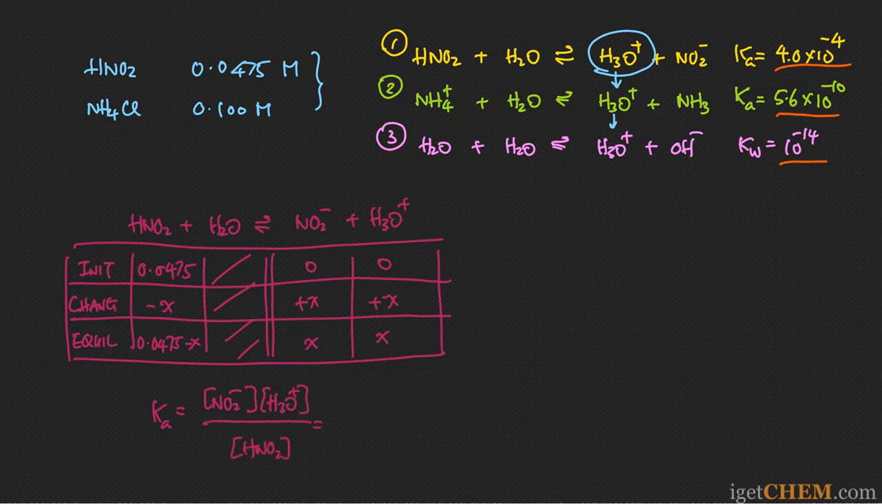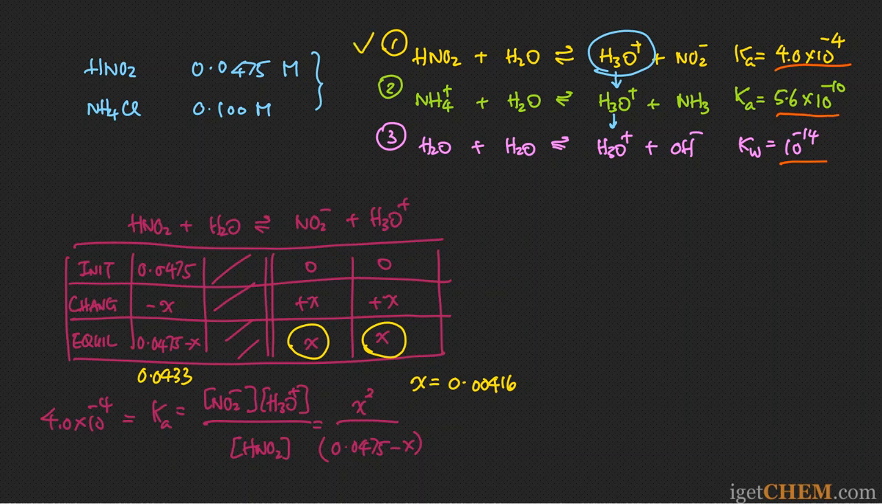And then putting in the unknown values, you have x squared over 0.0475 minus x, and that Ka value is equal to 4.0 times 10 to the minus 4. And as we have shown in the last video, to solve that, you need to use the quadratic equation. And once you have done that, you will find that the value for x turns out to be equal to 0.00416. And you see that's the concentration for the H3O plus. That's also the concentration for NO2 minus. And now taking that value and subtracting that from 0.0475, you can calculate the value for the HNO2 concentration. And that turns out to be equal to 0.0433. So those are all the concentrations associated with the first equilibrium.